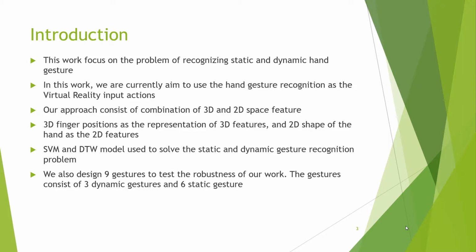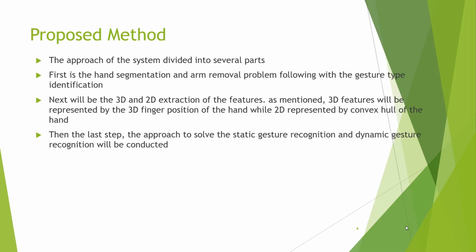Next we will explain briefly our method one by one. Our proposed method is actually divided into separate parts. The first part is the hand segmentation and arm removal problem, followed by gesture type identification to separate the type of gesture, which is what we know as static gestures and dynamic gestures.